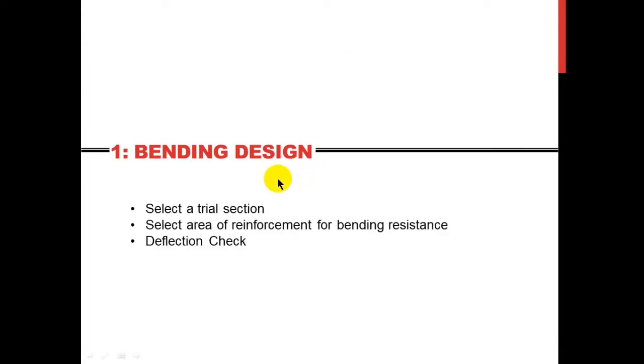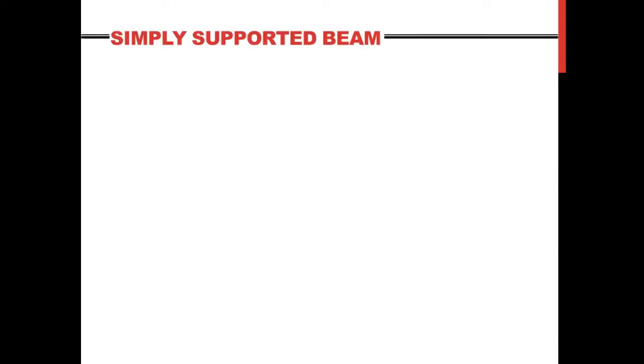So this is the first part of this video, the bending design, and we will have to select the trial section. We'll have to select the area of reinforcement for bending resistance, and then finally we'll be doing a deflection check. And after the bending design, we'll go through the shear design and then detailing. So let's start the first part. Now the first step here is to determine the initial trial section. As I said, we go back to that deflection table, and since we are designing a beam, we say that it is highly stressed, and I'm going to take the ratio L over D equal to 14.